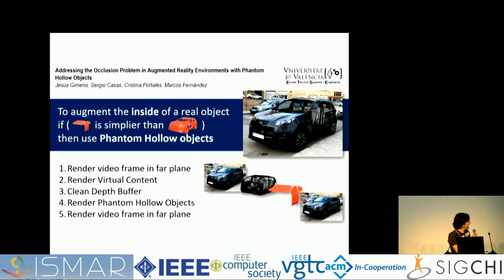I think maybe all of you have tried to create an augmented reality application to see the interior of a real object. For that, our proposal is: if the hollow geometry is simpler than the rest of the object geometry, please try to use the hollow to see through, instead of using the rest of the object to create the occlusion. I will be proud to explain this to you in the poster sessions.